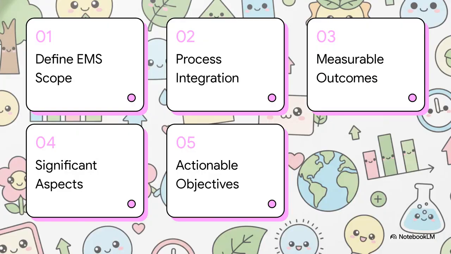To show you how this works, we'll use a theory versus practice framework today to trace an auditor's exact journey. We'll quickly cover defining the EMS scope, integration into business processes, delivering measurable environmental outcomes, identifying significant environmental aspects, and finally, setting actionable environmental objectives.